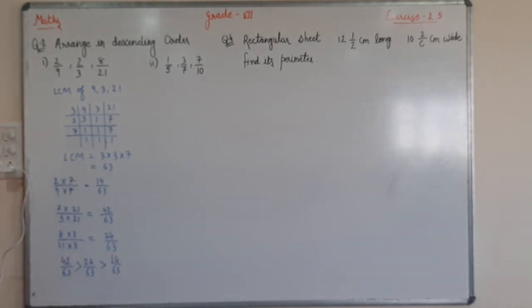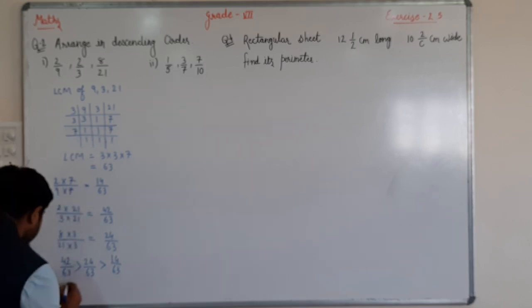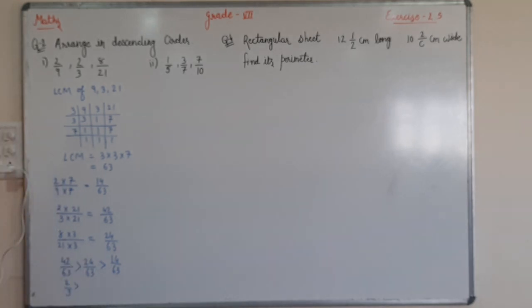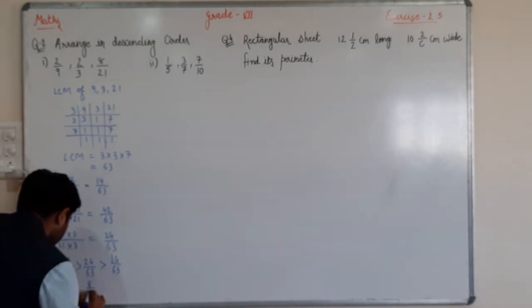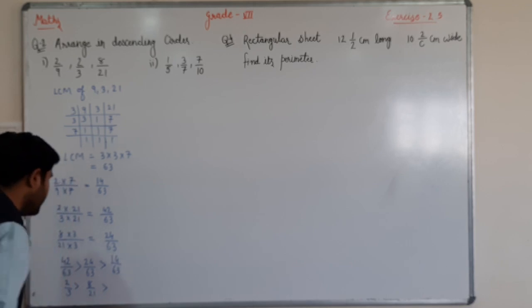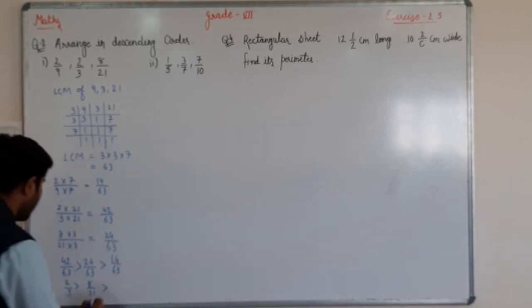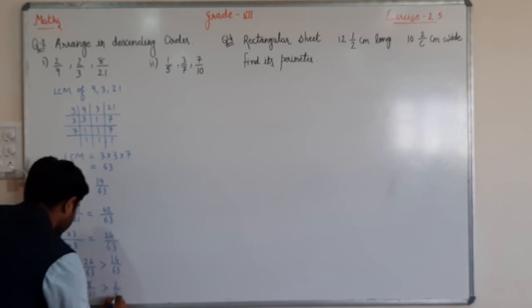So here we are in descending order, but in place of these three equivalent fractions, we can write down our basic fractions. In place of 42 upon 63 we can write 2 upon 3. In place of 24 upon 63, we can write 8 upon 21. And in place of 14 upon 63, we can write 2 upon 9. So friends, this one is our answer.